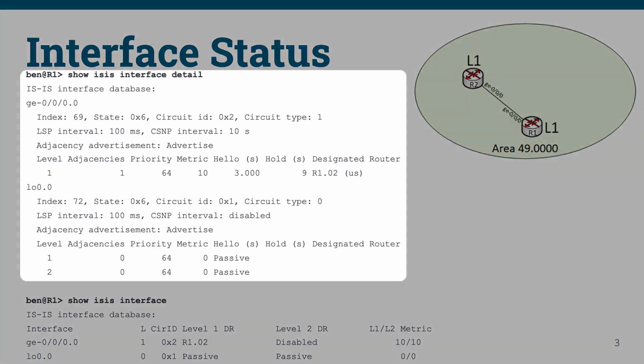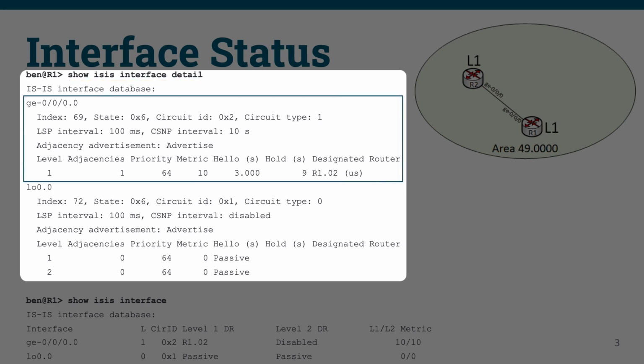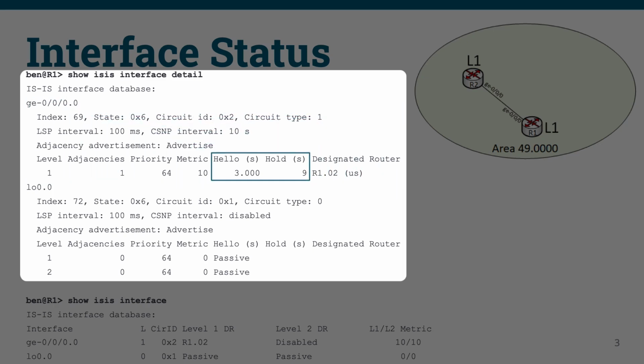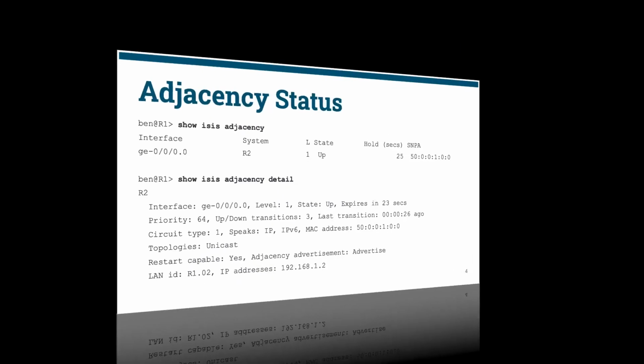In the output above, we can get more details about each interface if we add the detail flag to the show isis interface command. Here, we have some details like the hello and hold timers configured, which are at their defaults currently of 3 and 9 seconds respectively, and the number of adjacencies formed on this interface. Now, let's take a look at the details of the adjacencies that are formed.